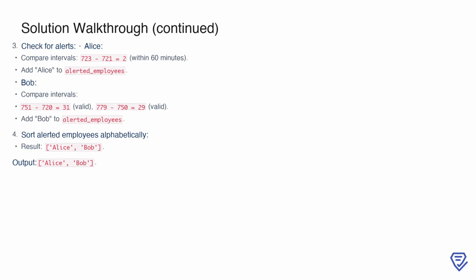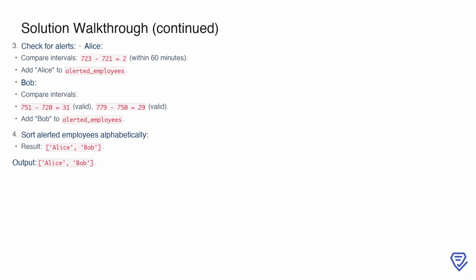After sorting the times, we check for alerts. For Alice, the difference between her earliest and latest swipe within 3 entries is 723 minus 721, which equals 2 minutes, which is within the 1-hour limit. This means Alice triggers an alert and is added to the alerted_employees list.